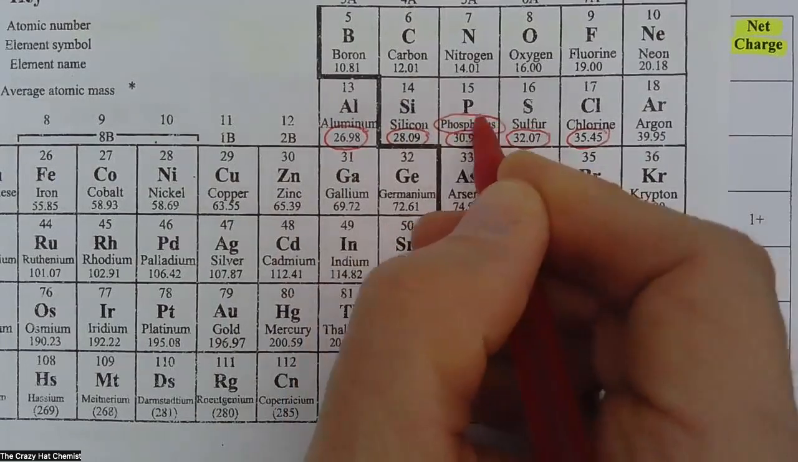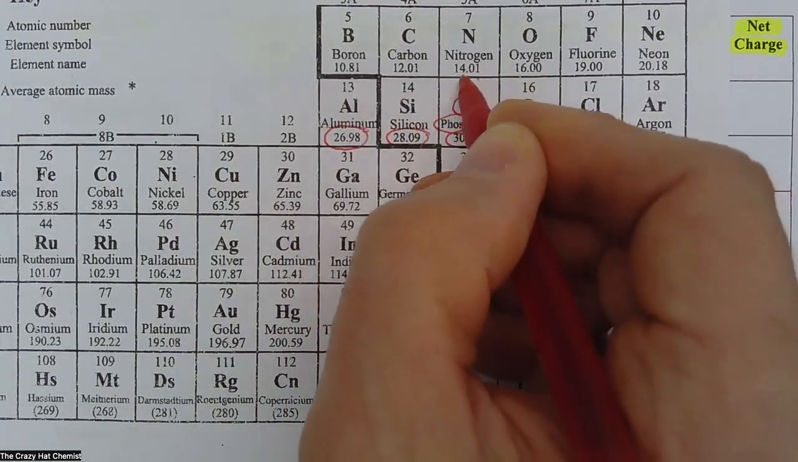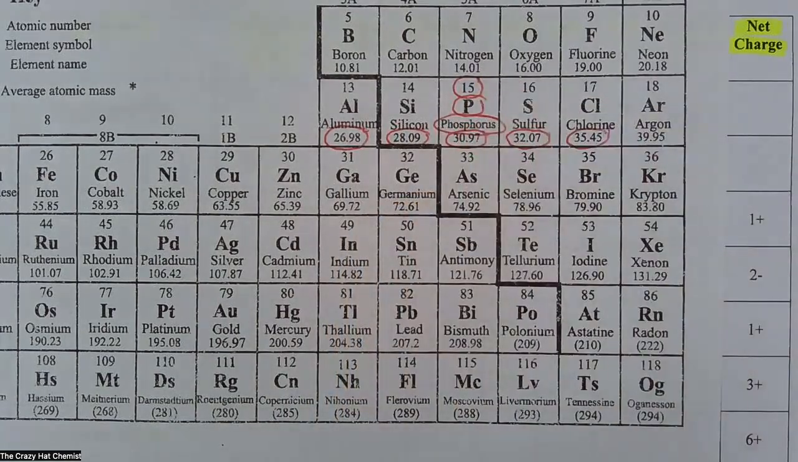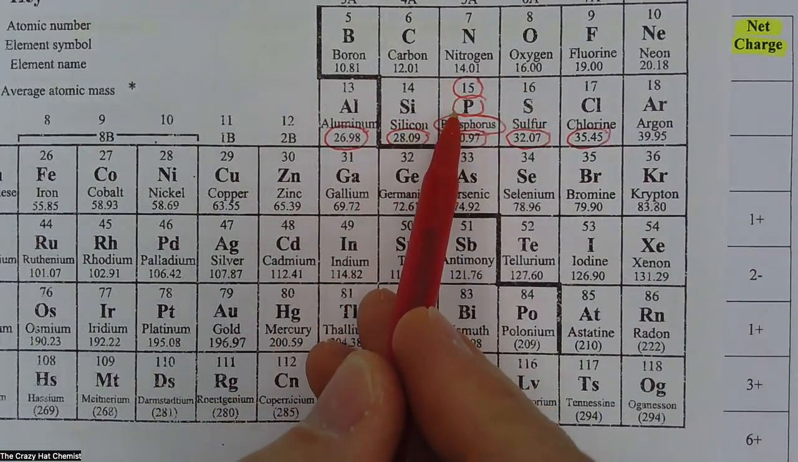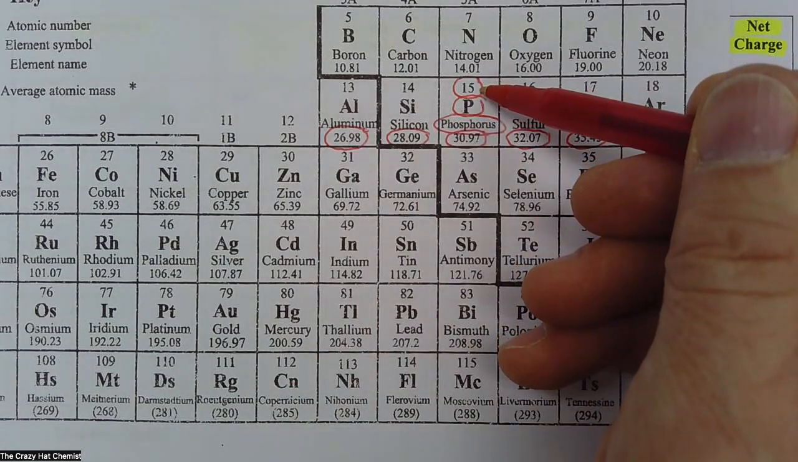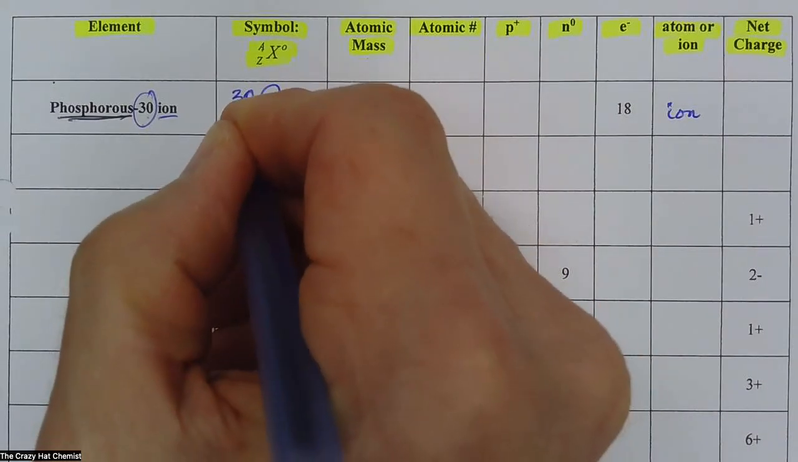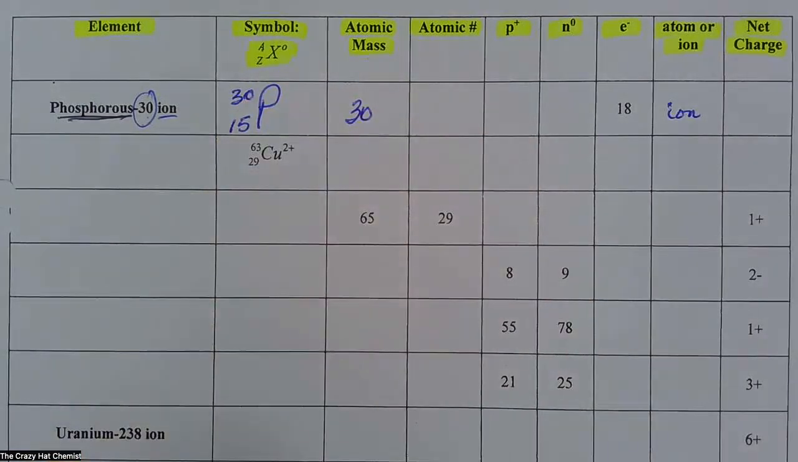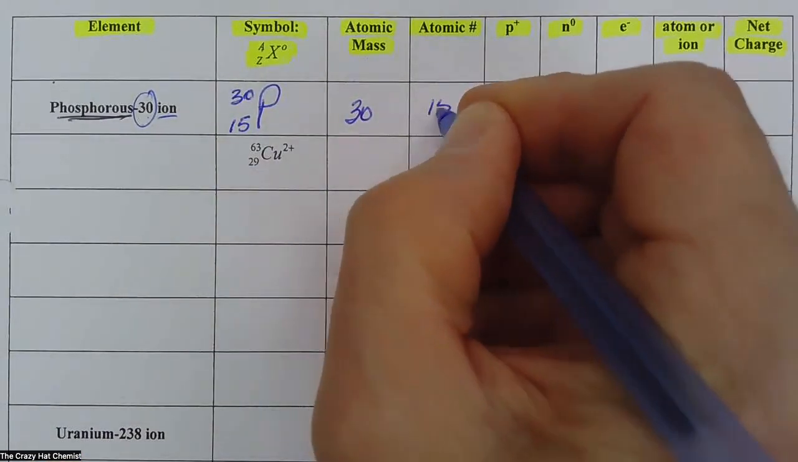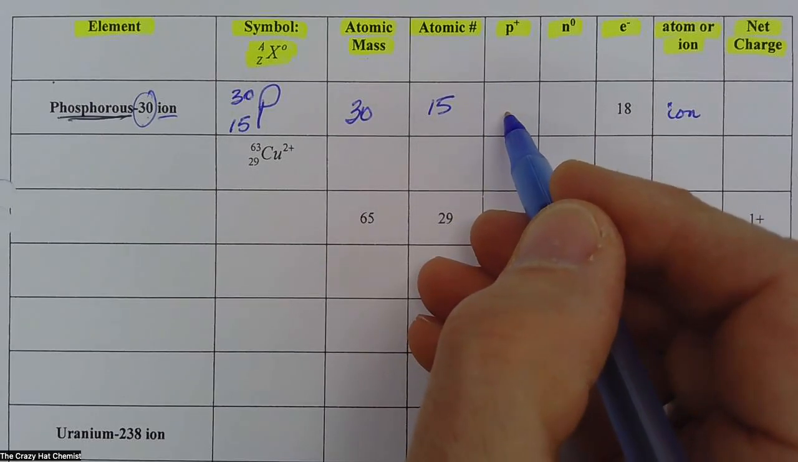There is phosphorus. The symbol is just a capital P, and then the atomic number is 15. So we're going to make use of both of these bits of information here: the 15 for the atomic number and the P for the symbolic notation. So it's a P, and the atomic number is 15. Now what we're going to do is get the number of protons.